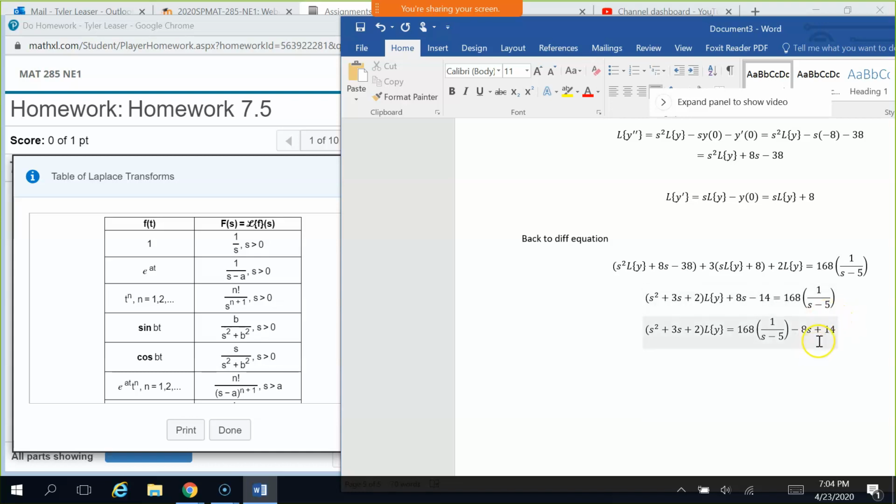We are going to need this to all be one term over here. So we're going to have to do some fraction stuff. Multiply top and bottom of these by s minus 5.